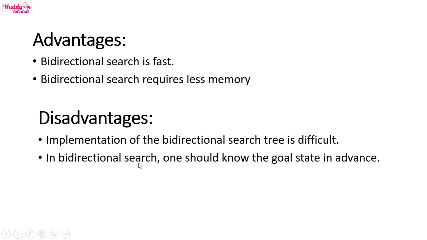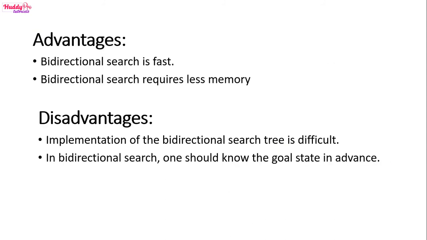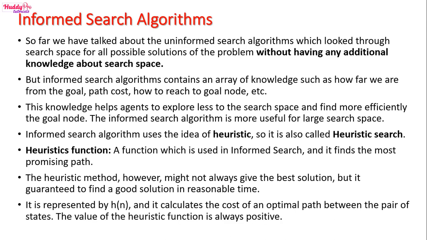What are the advantages? This search is very fast and it requires less memory because it employs two kinds of searches. That means it's fast. The disadvantages: the implementation of this kind of search is difficult, and in this search one should know the goal state in advance, because the goal state is also used in the backward direction. We begin from the goal node, so you have to know it in advance before you employ this kind of search.